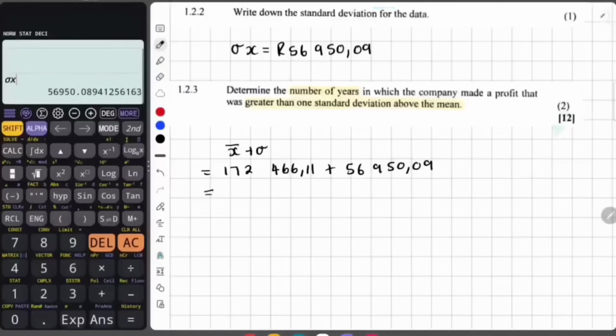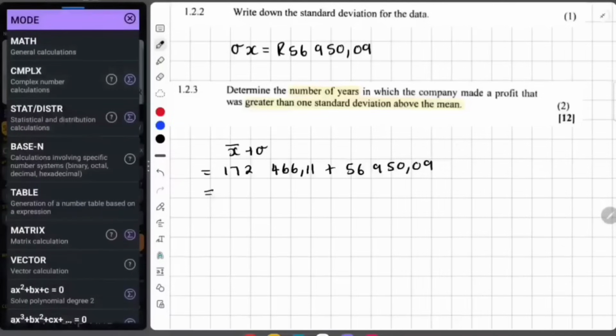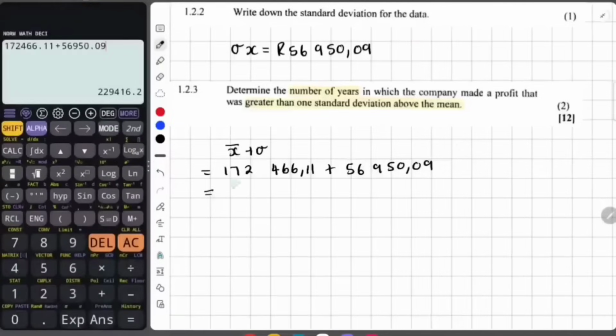As you can see, this is the last question in statistics here. So I'm going to put the calculator back on the normal setting. You just press mode and number 1 for comp. And we get 229,416.20. That's how much we get. Okay, so that solves the 1 standard deviation above the mean part.